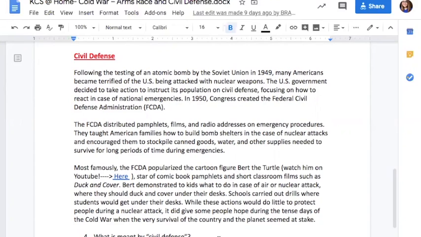Now, we know that duck and covering will not really prevent death in a nuclear attack, but this gave the American people a sense of preparedness, so they weren't as scared for the upcoming days.